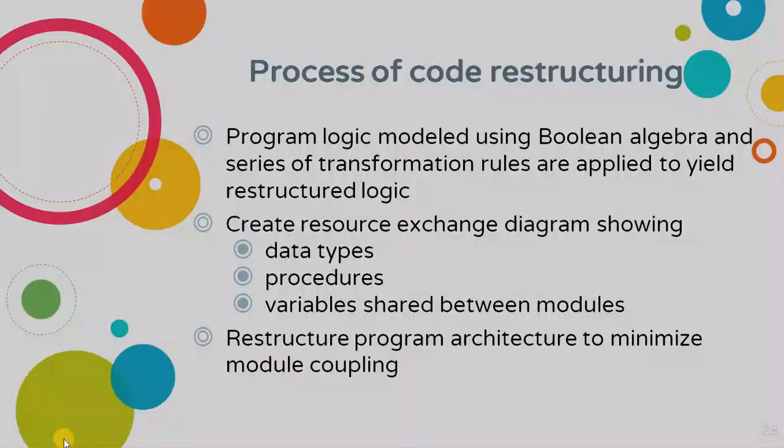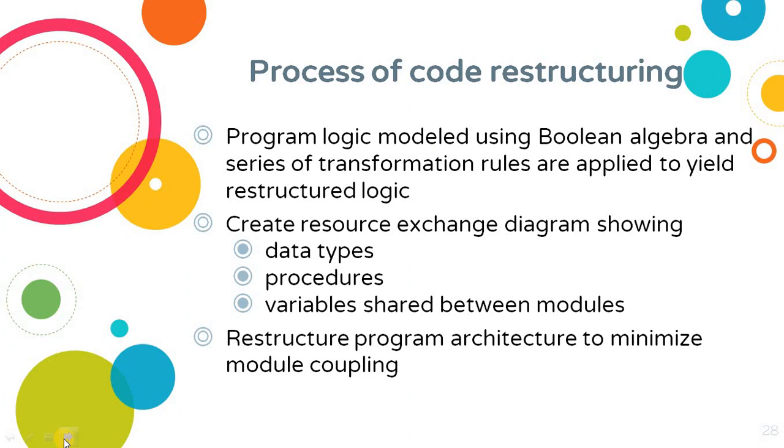that should have a higher quality level. The process of code restructuring is, first step is we are creating some Boolean algebra expression equivalent to the program logic. The program logic is modeled to a Boolean algebra expression through a series of transformations.